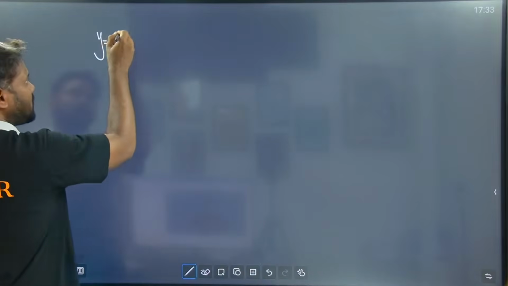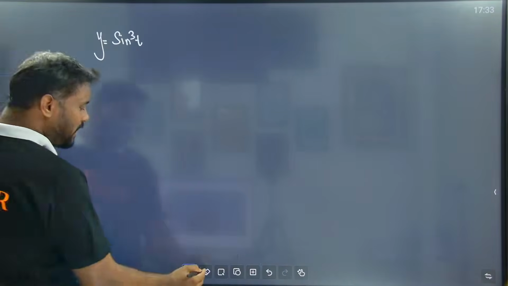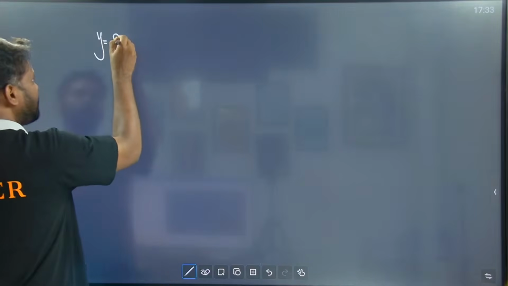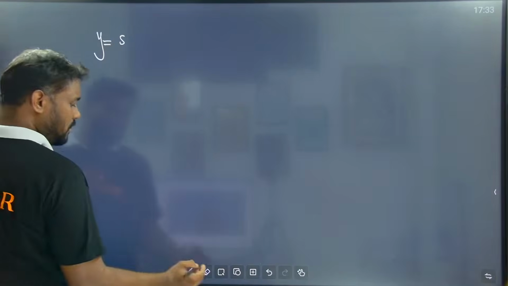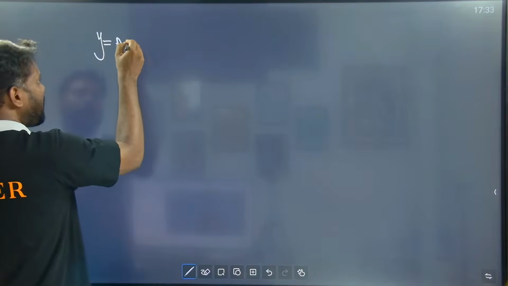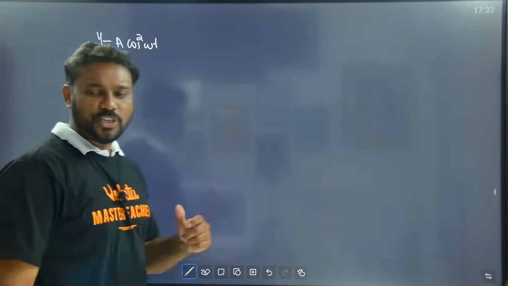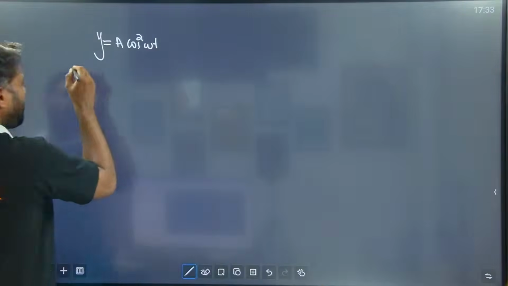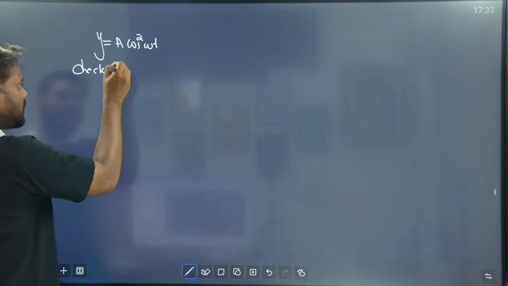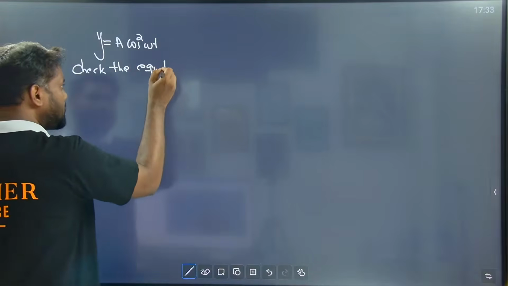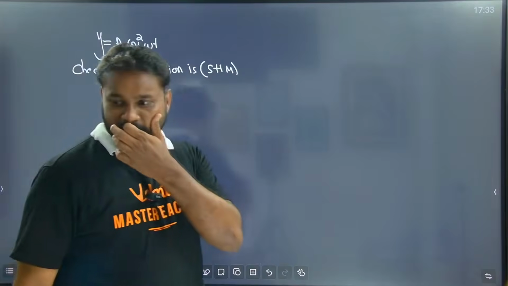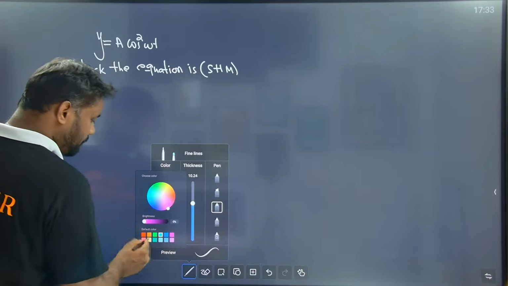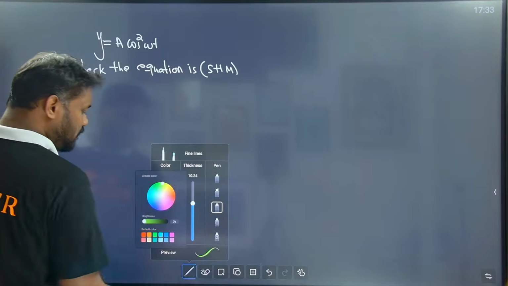I'll give one more question. What is the question given? Y is equal to sine cube t, or else I'm writing sine cube, or else cos square. Then we can go with this: sine square. Y is equal to a cos square omega t. So the question is, is it simple harmonic or not? Check whether the equation is SHM or not. Try to answer this one, and tell me what answer you get. Can you solve the problem and tell me the value?